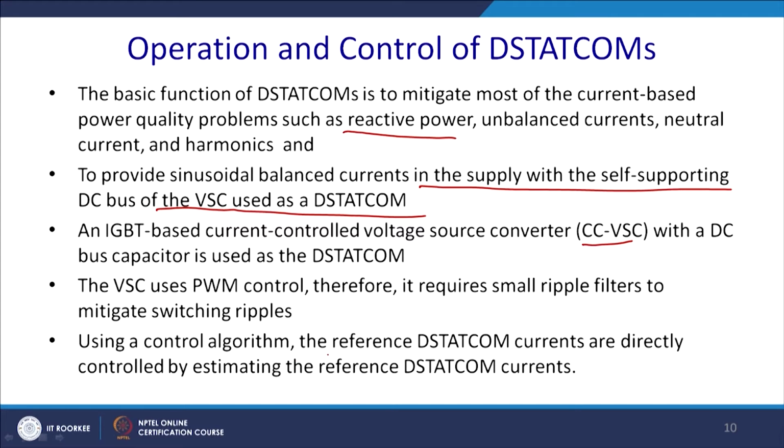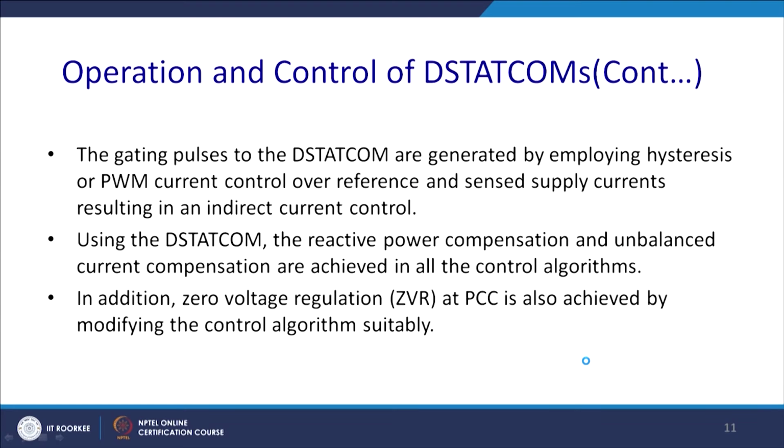Using a control algorithm, the reference DSTATCOM currents are estimated. We shall see how it works soon. The gating pulses of the DSTATCOM are generated by employing the hysteresis or the PWM control over reference and sensed supply current, resulting in an indirect current control. Using the DSTATCOM, the reactive power compensation and unbalanced current compensation are achieved in all the control algorithms. In addition, zero voltage regulation, ZVR, at PCC is also achieved by modifying the control suitably.